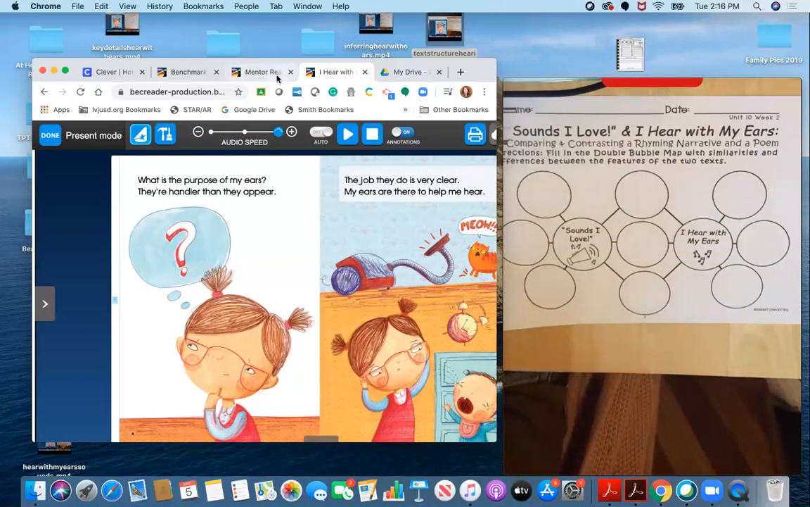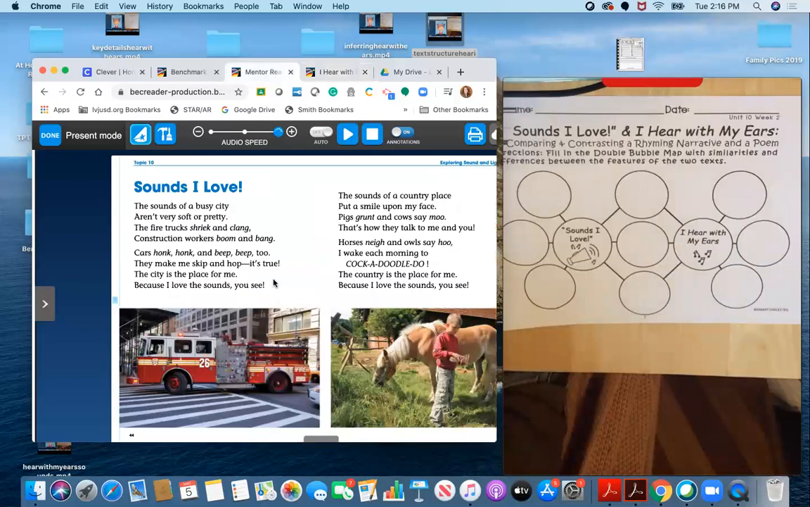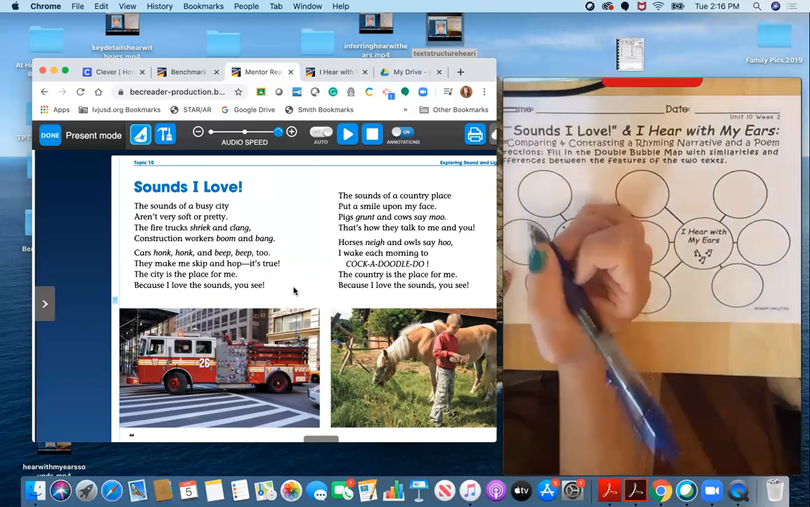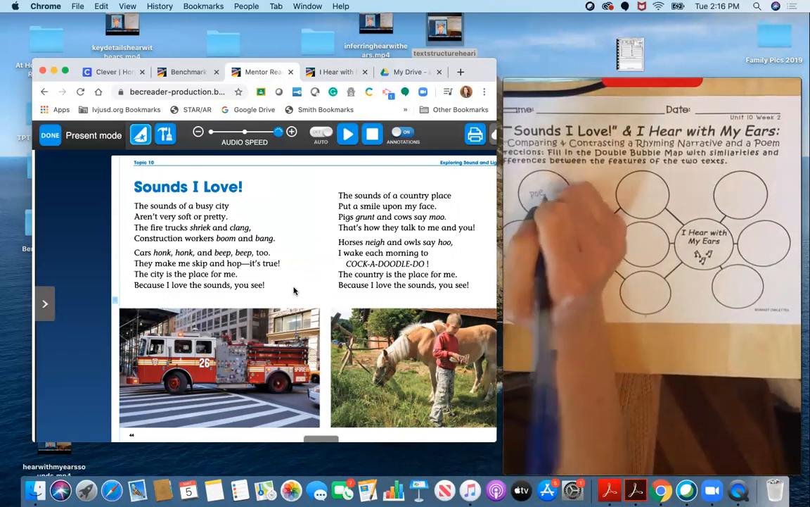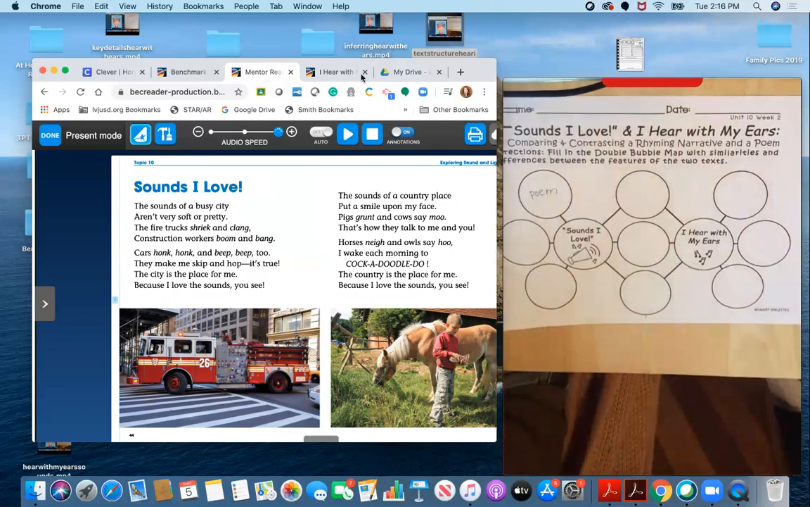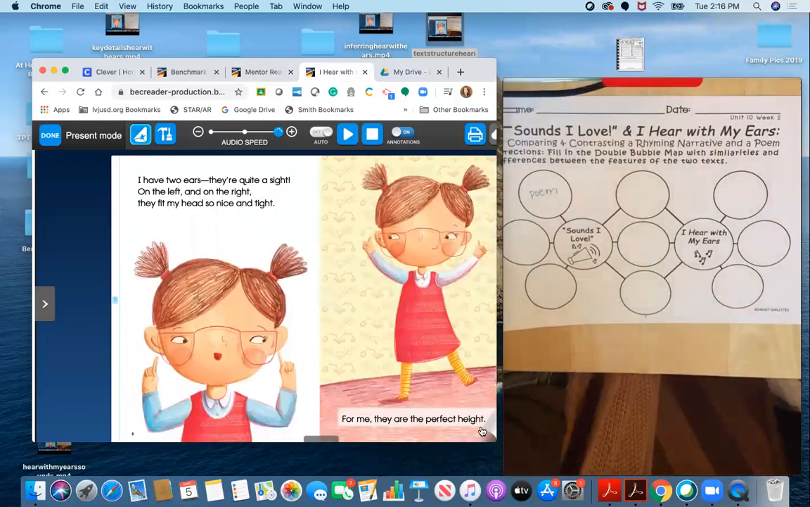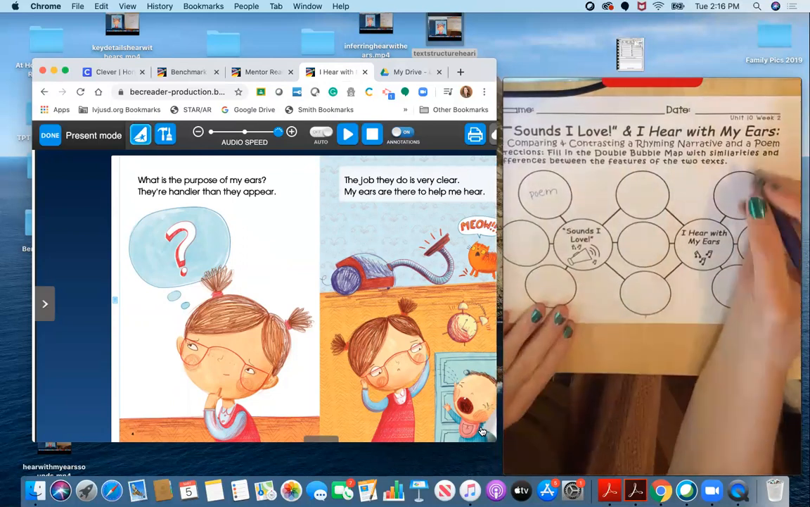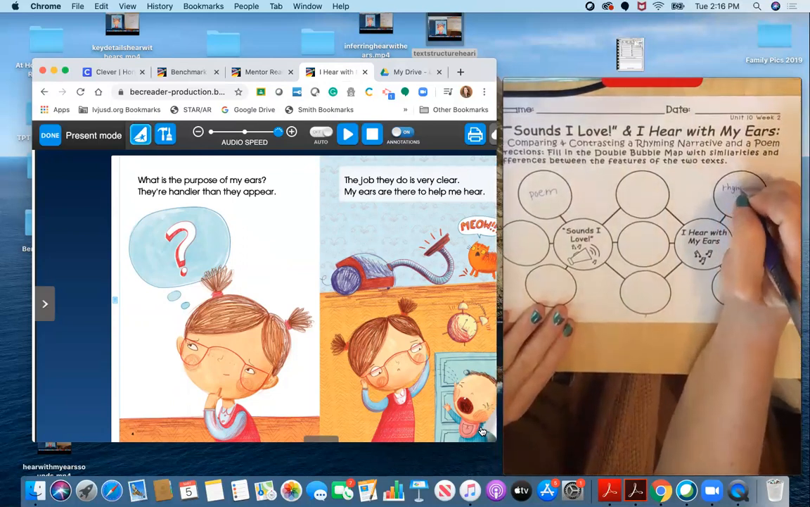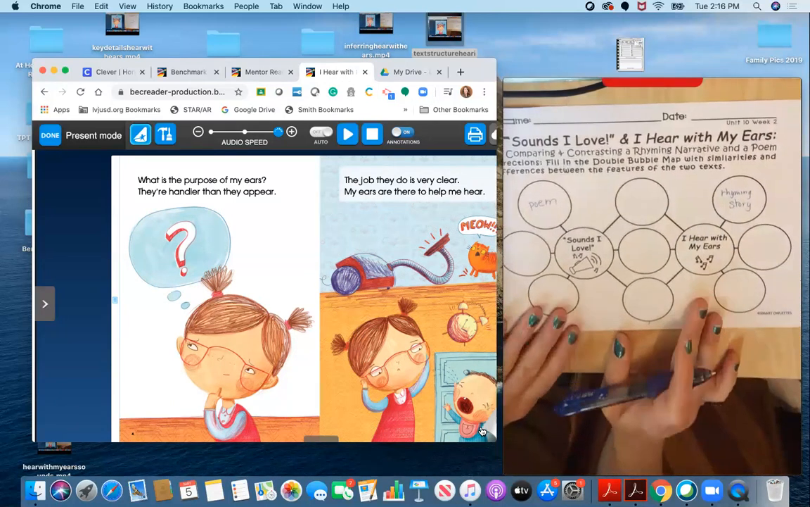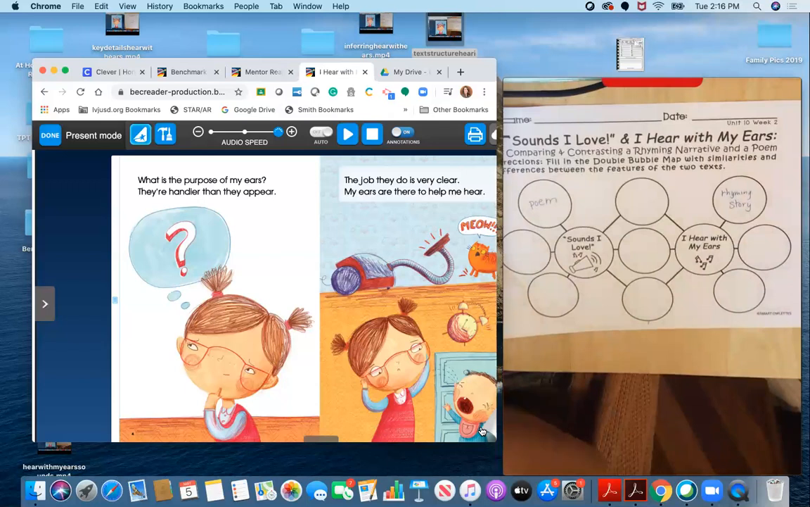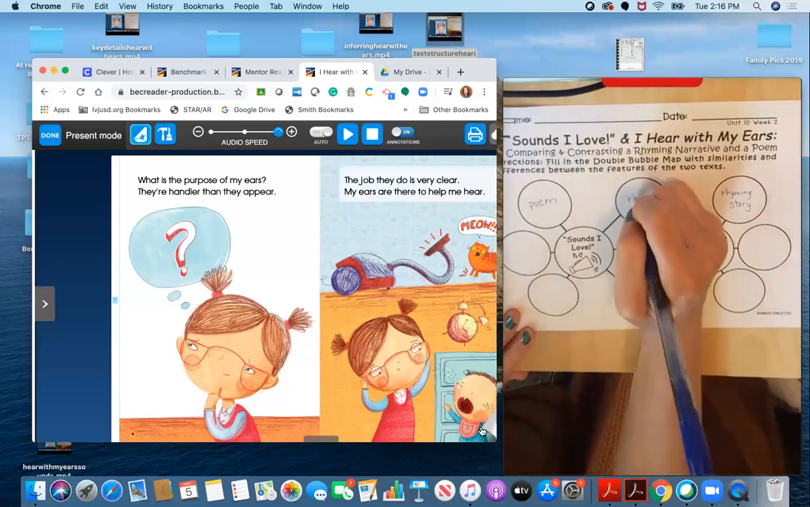Okay, Sounds I Love was a poem. It had rhyming words. So let's write poem on this side. I Hear with My Ears was also a rhyming book, but it was a story. It was a rhyming story. So we're going to put rhyming story on this side. And what they both have in common is that they both had rhymes.